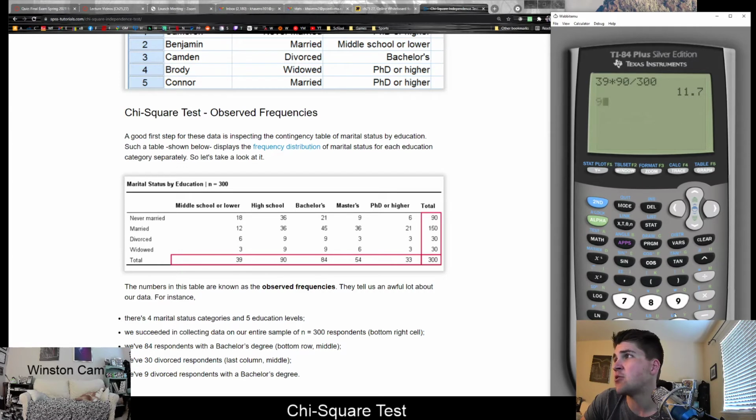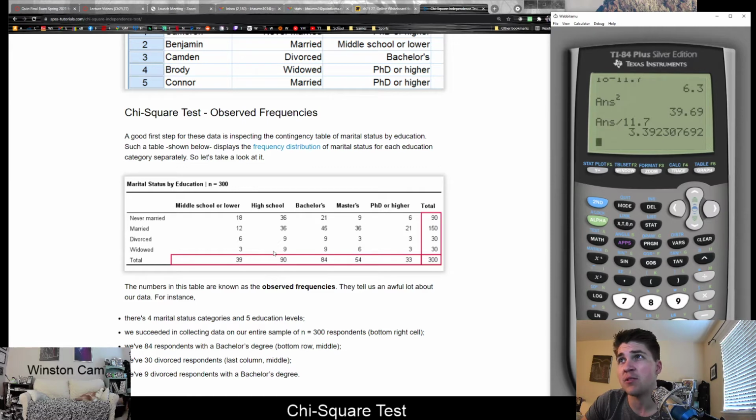We can do the same for high school. We do 90 times 90 divided by 300. And this would give us 27. This one's a little higher as well. And again, if you took that and subtracted it from the actual and squared it, divided by the expected count, we could calculate our chi-square statistic for each of these. So, if we did 18 minus 11.7, then we were to square that and divide it by the expected count, we get our chi-square statistic for the first entry.